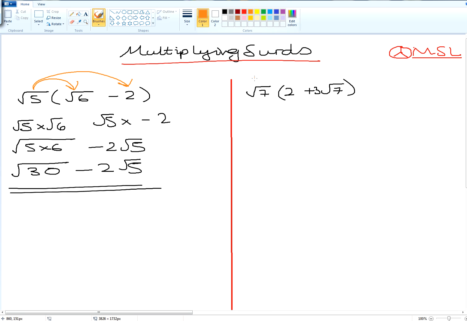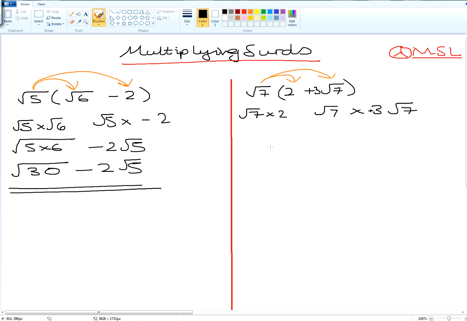Let's look at the next question. So what do we have here? We have root 7 times 2, and then we have root 7, which I've written as root 2 again. That's naughty me. Okay, multiplied by 3 root 7, which is all of this.